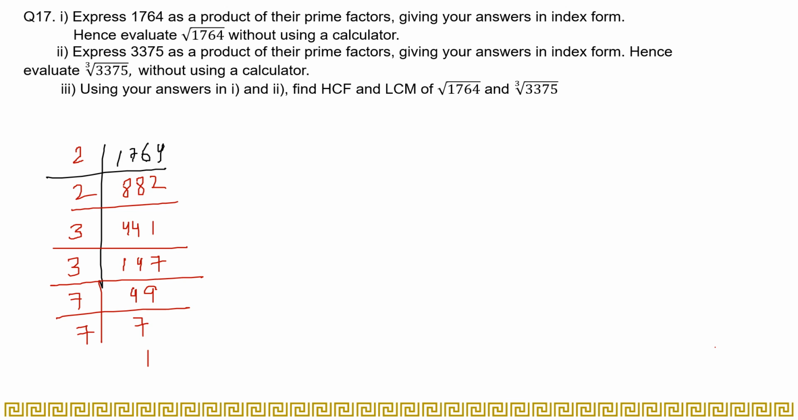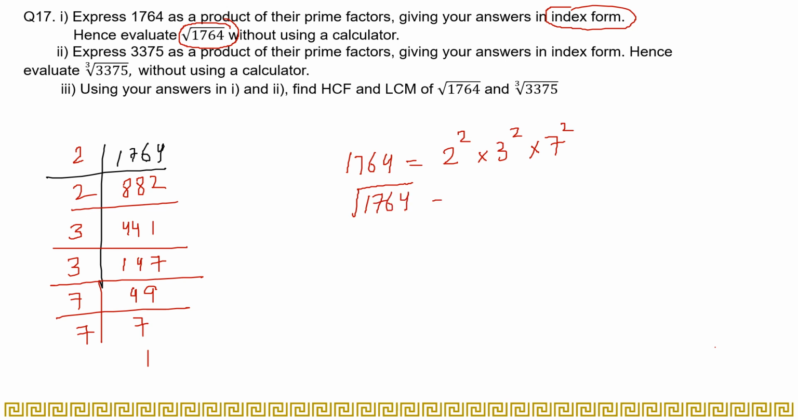Now the question has asked us to write the answer in index form. So we can write 1764 as 2 to the power 2, because we have two 2's, and 3 to the power 2, and 7 to the power 2. Right, and then we are asked to find the square root of 1764. For that we will just place a root on 1764, and we will also place a root on the index notation: 2 squared, 3 squared, and 7 squared.